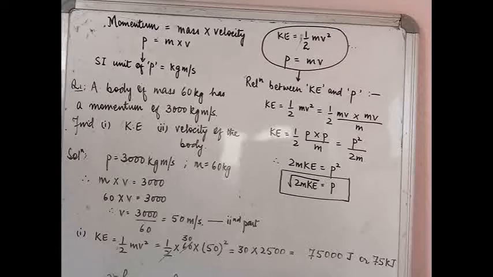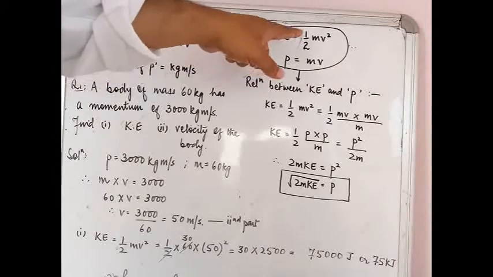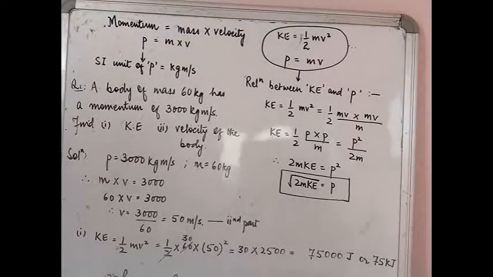kinetic energy. Whenever a body is moving, it is obviously supposed to have kinetic energy, which is given by the formula half mv square, as you have already been taught till now. Now there is another parameter that we will study over here.